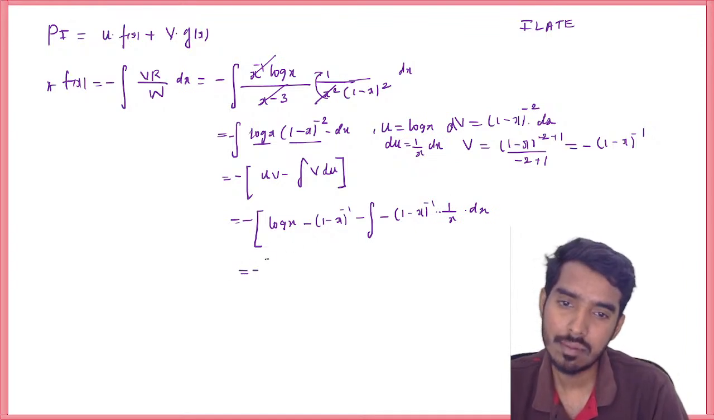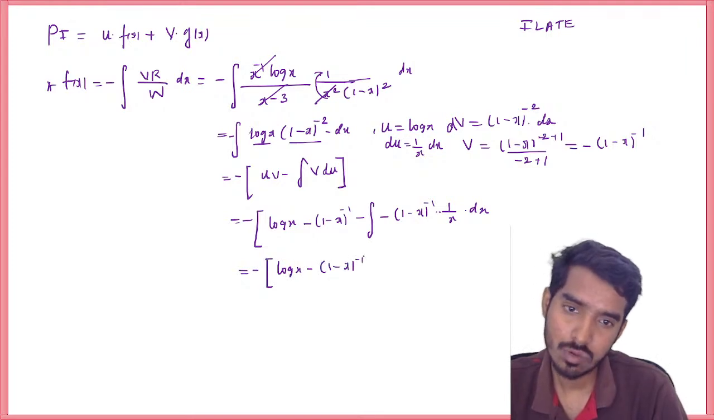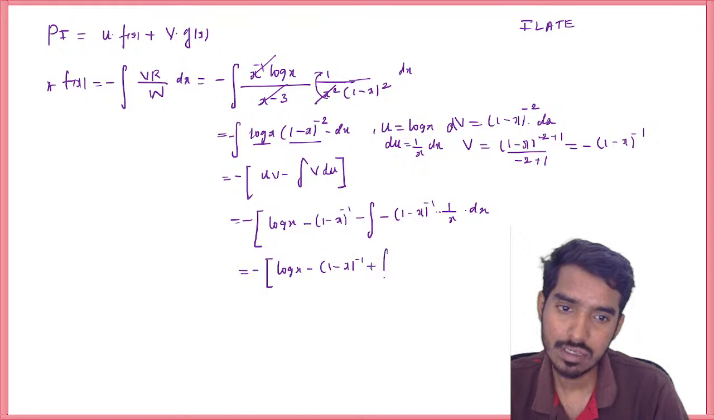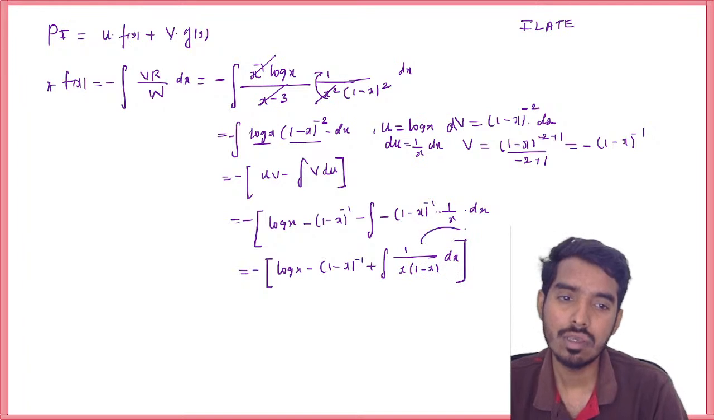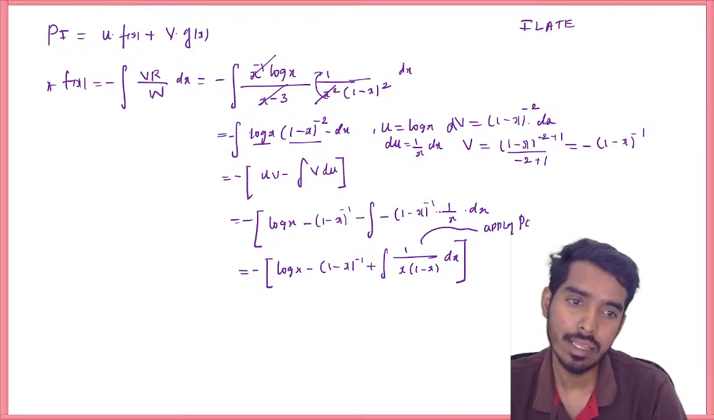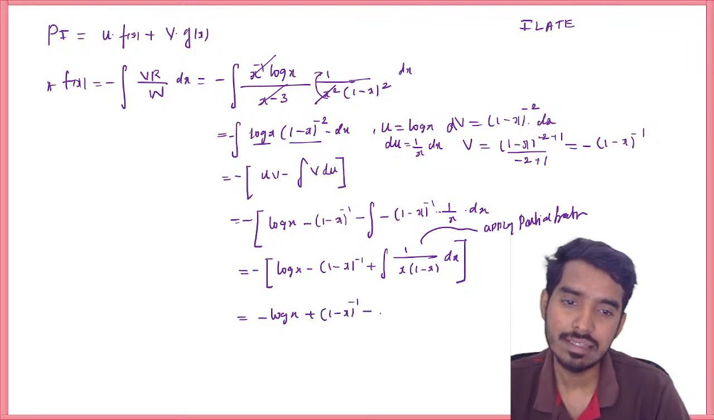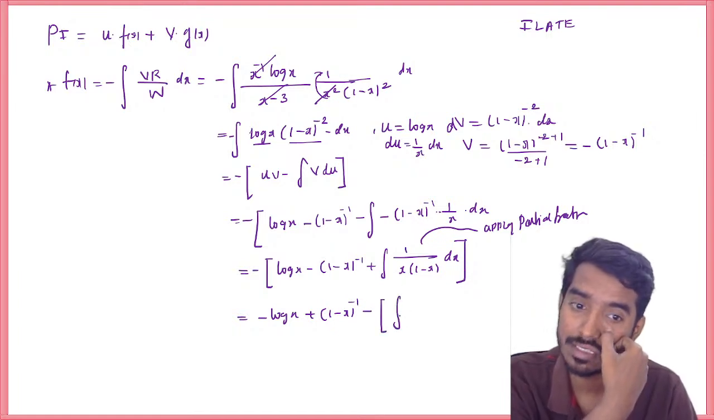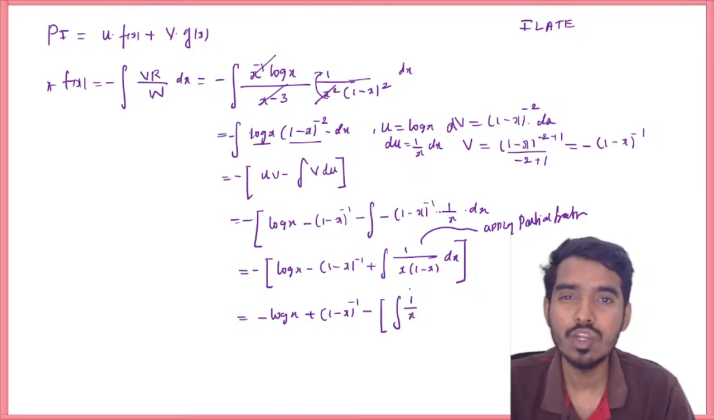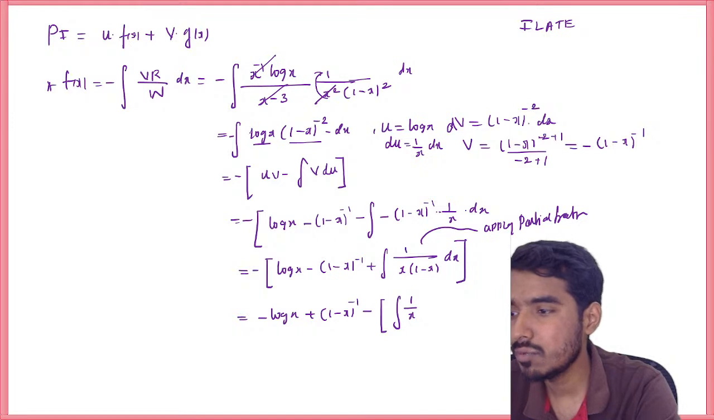Now this is nothing but minus of log x into 1 minus x whole power minus 1, plus integration of 1 by x into 1 minus x. So apply partial fraction, right? Partial fraction. So we take this minus inside: minus log x into 1 minus x whole power minus 1. Now we need to apply partial fraction, right? So a by x plus b by 1 minus x. You will get a and b to be equal to 1, right?